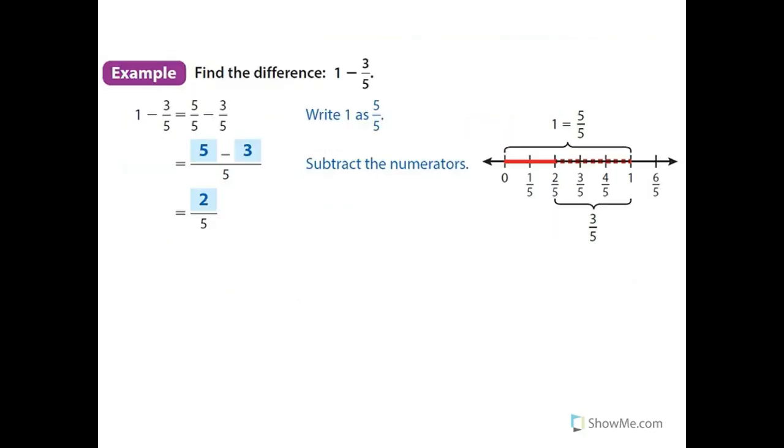Alright, and then our next example, find the difference of 1 minus 3/5. Wait a second, that's a whole number. How do we do that? Well, look, we're going to write 1 as 5/5, because we want it to have the same denominator, right? And we know that any number divided by itself is 1. So 5/5 is 1. So 5 minus 3 is 2, 2/5.